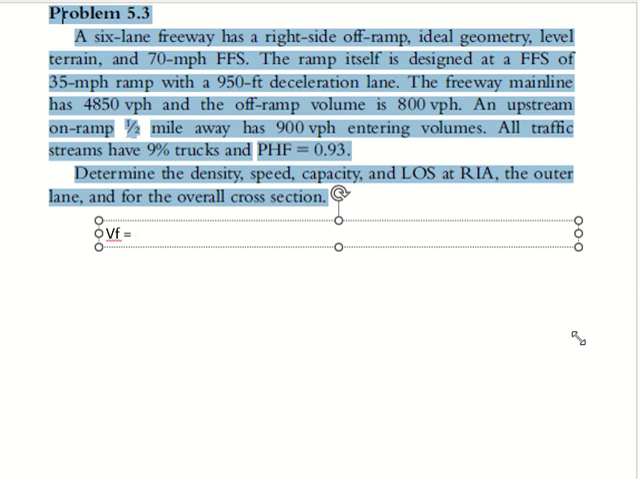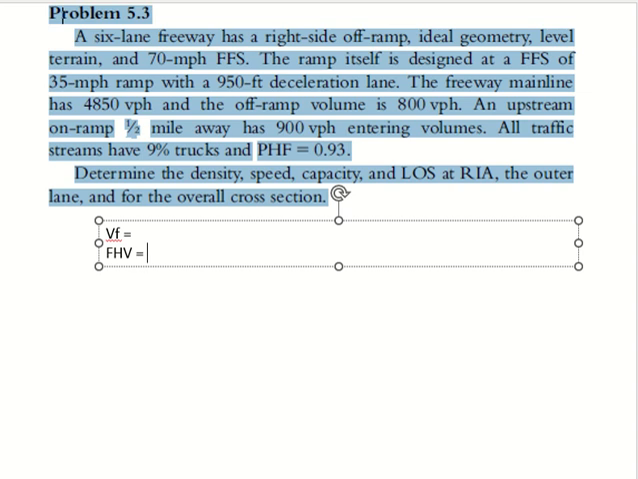Okay. So volume given 4850. Okay. To convert it to flow rate, and flow rate should be in passenger cars per hour. The flow rate should be in passenger cars per hour. This is in vehicles per hour. Okay. So which factor do I need to convert vehicles to passenger cars? Heavy vehicle factor. Okay. So I need FHV. FHV is 1 divided by 1 plus PT times ET minus 1.